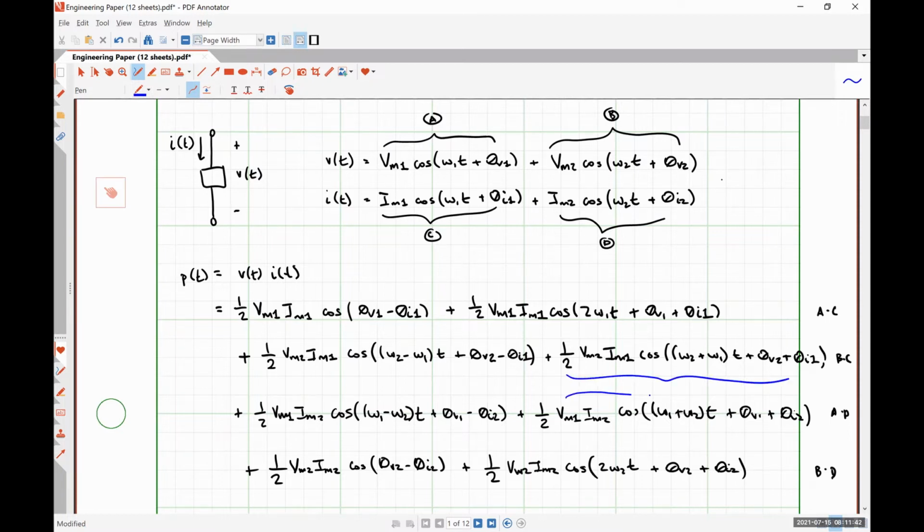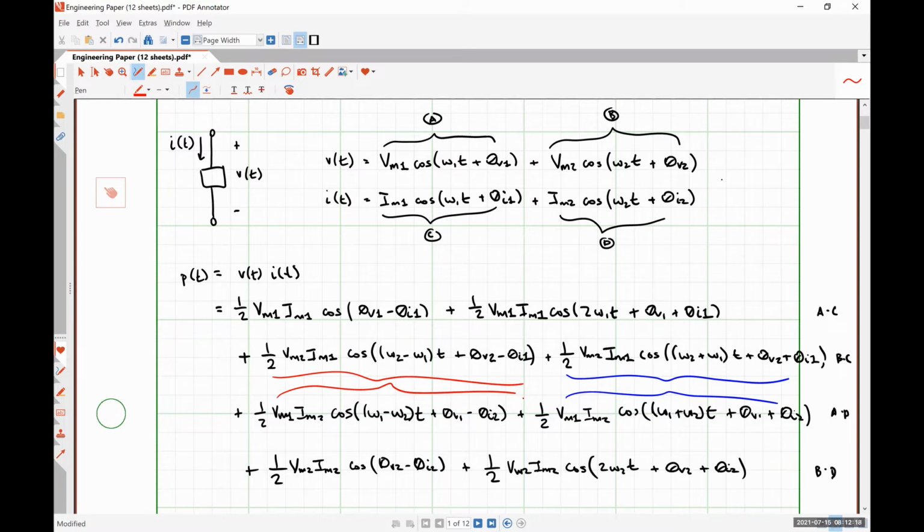this term and this term can actually be combined because they're oscillating at the same frequency, since omega 2 plus omega 1 is the same as omega 1 plus omega 2. So we could combine those terms. And for these, we have omega 2 minus omega 1. The cosine of omega 2 minus omega 1 times t is actually the same frequency as cosine of omega 1 minus omega 2 times t, since cosine of negative x is the same as cosine of x.